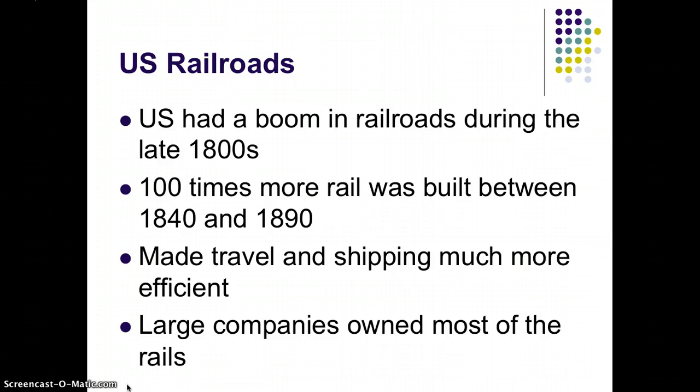So large companies actually own most of the rails, and in U.S. history too, you'll learn about robber barons like Andrew Carnegie, John D. Rockefeller. They owned 80–90% of this industry. So basically, if Carnegie, for example, owns 80% of the rail in the United States, and he gets paid every time somebody ships or travels by rail, obviously he's going to get filthy stinking rich.